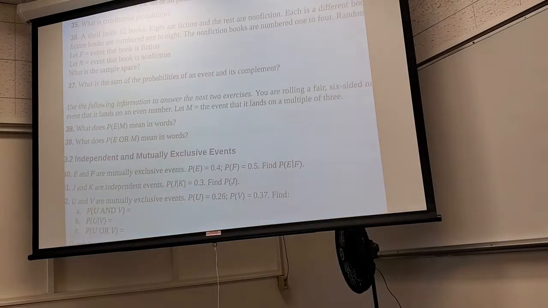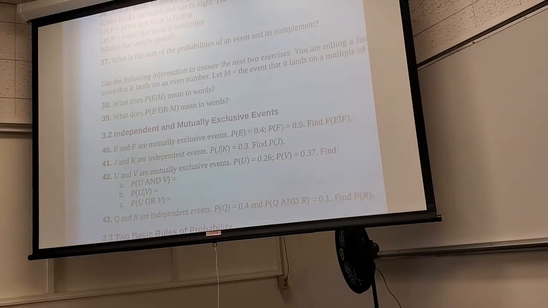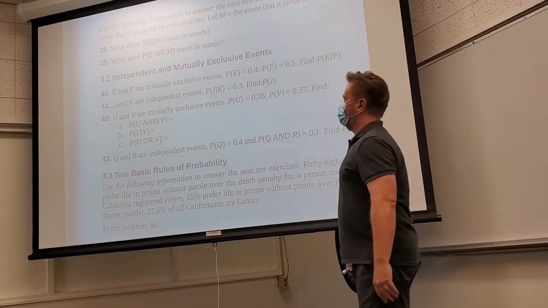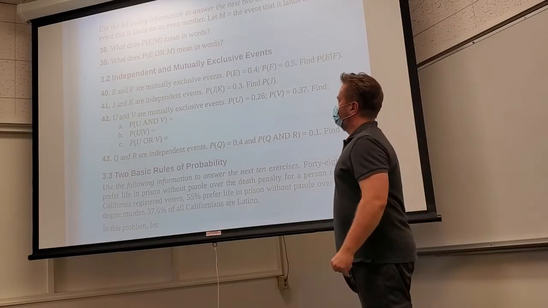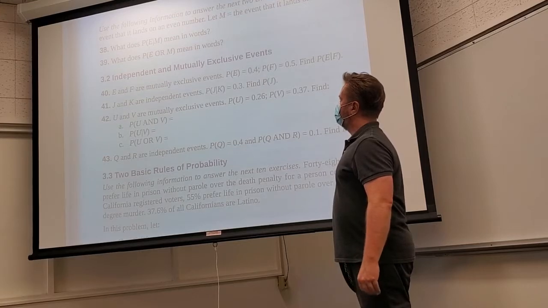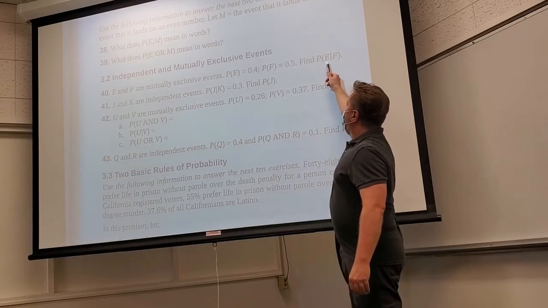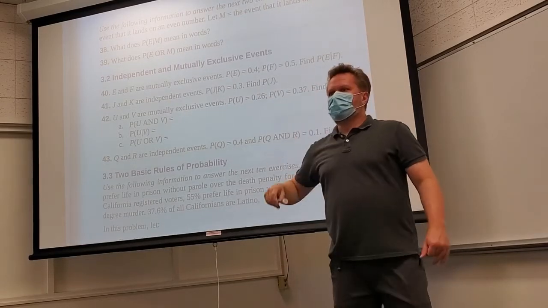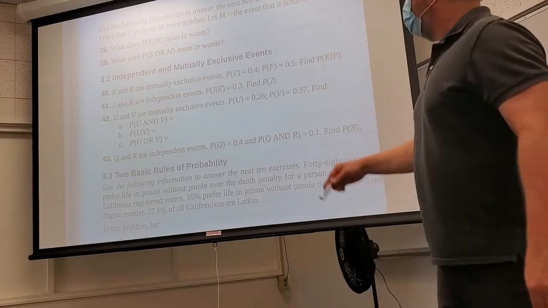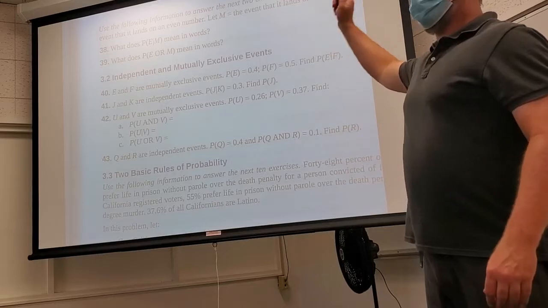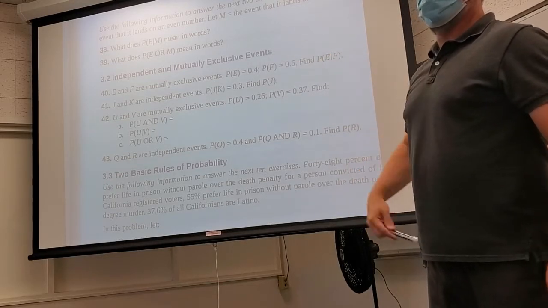Starting at number 40 there. Okay. Has anyone done this problem yet? No. Number 40? All right, let's read through it together. Right. E and F are mutually exclusive. Probability of E is 0.4. Probability of F is 0.5. Find the probability of E given F. The mistake people make is they go right past that first sentence like it's not even there, when it is the most important sentence there is in this problem.